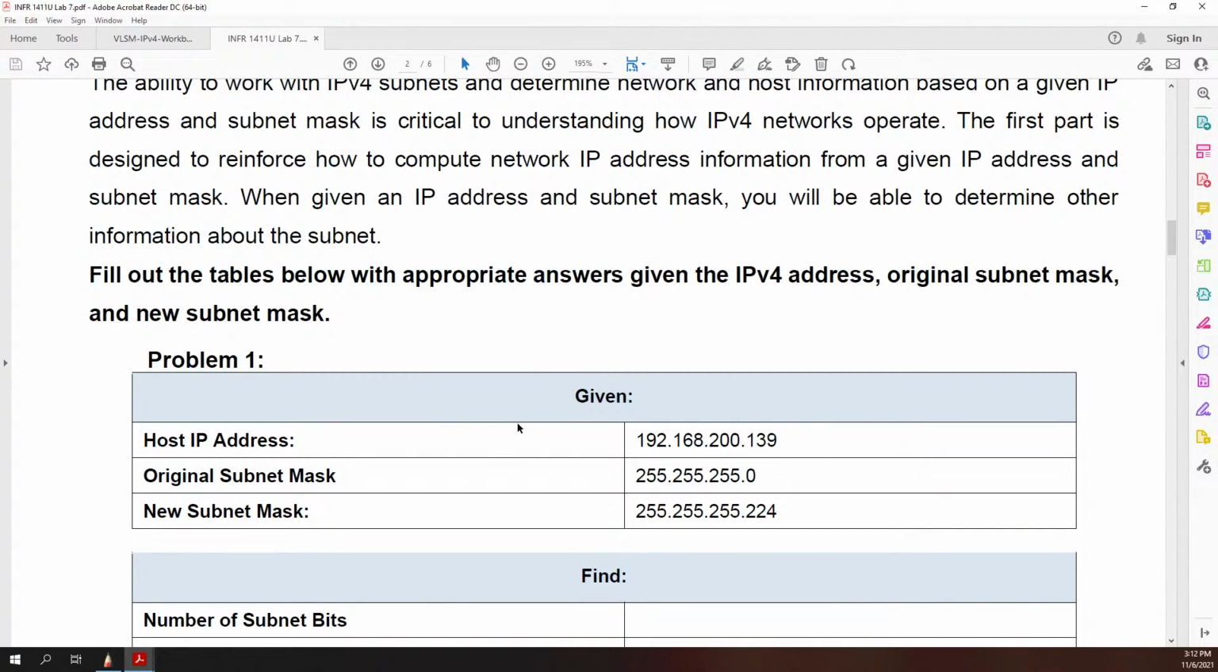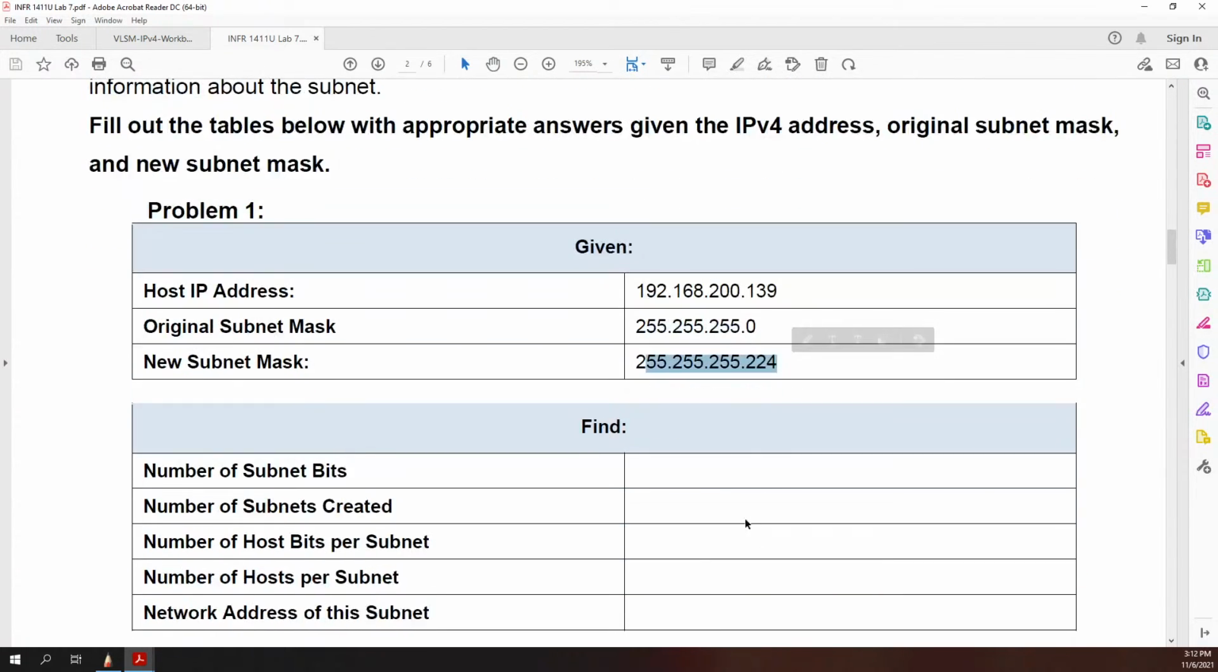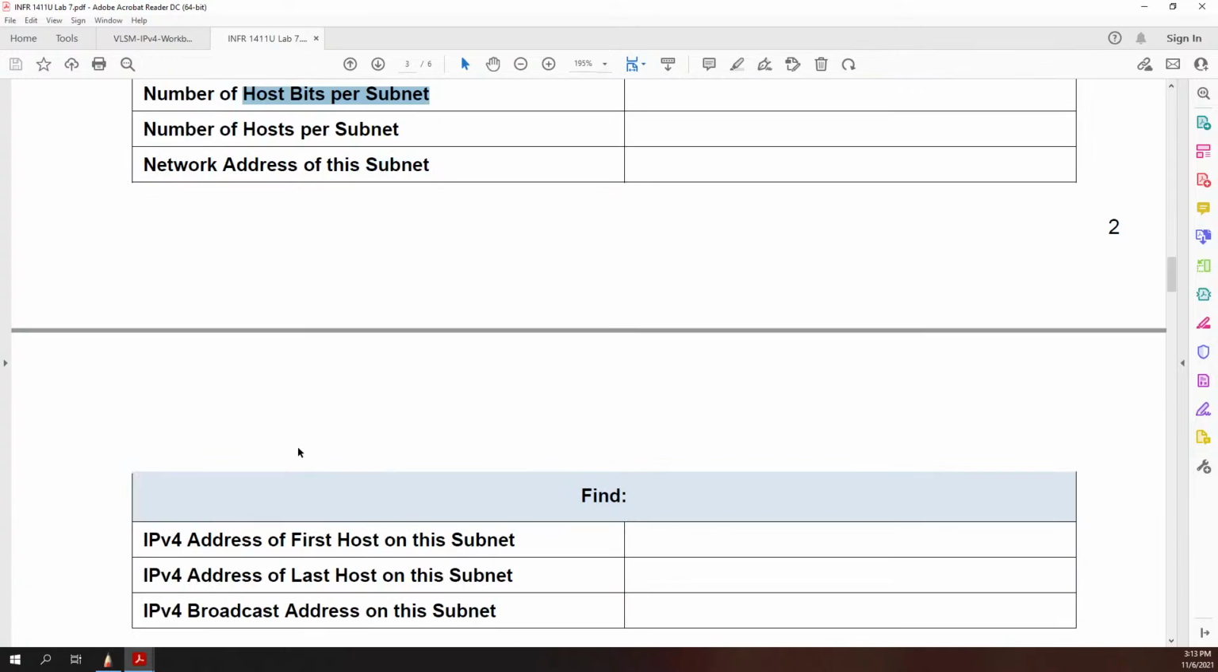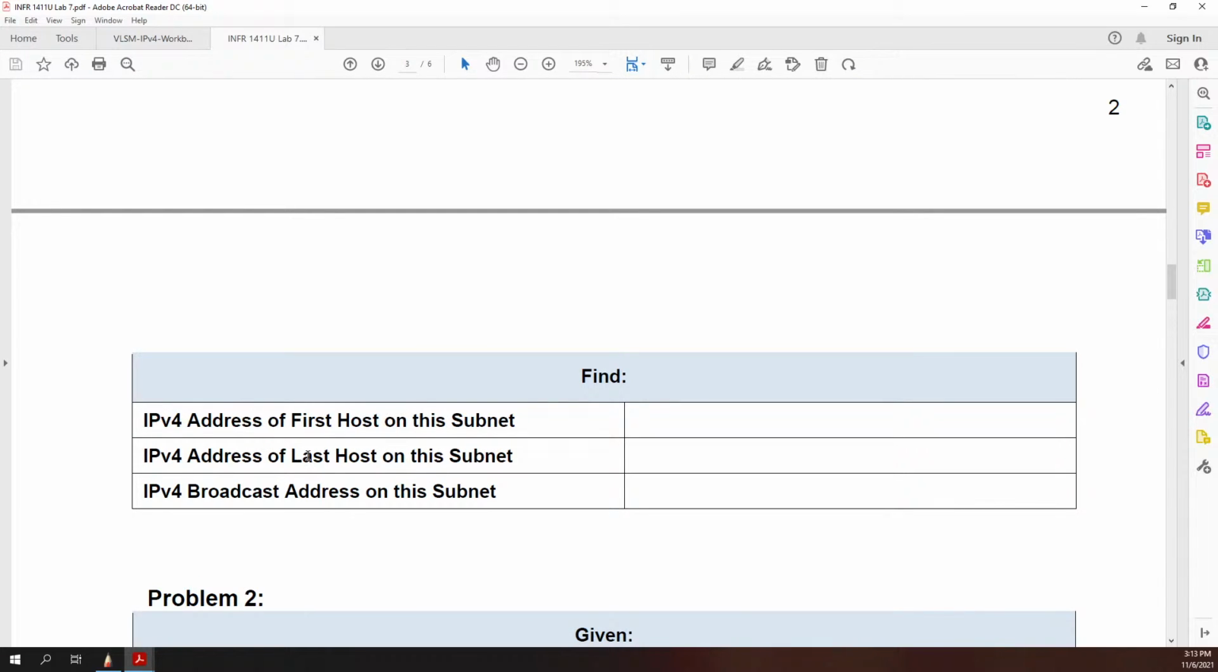So we can look at this as an example. What we're given is a random host IP address. We're given what its original subnet mask would have been, and then what its current subnet mask is. From that, we need to deduce how many bits of the address are for this subnet, how many subnets were created, the number of hosts per subnet that was created, the network address of this subnet, the first host of the subnet, the last host, and the broadcast of the subnet.